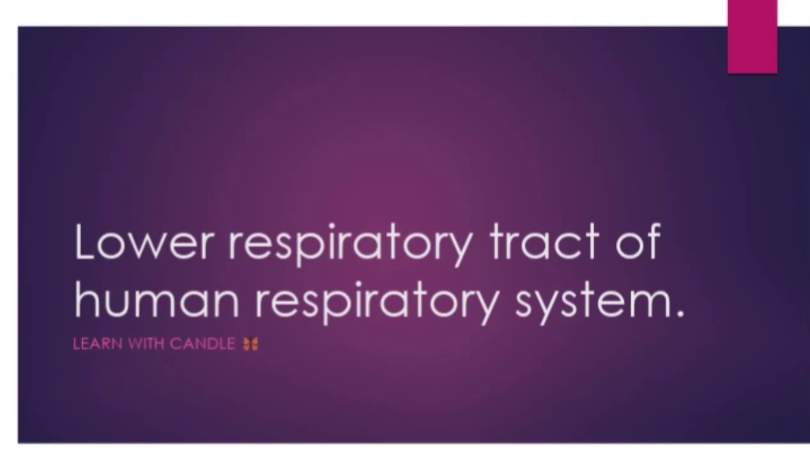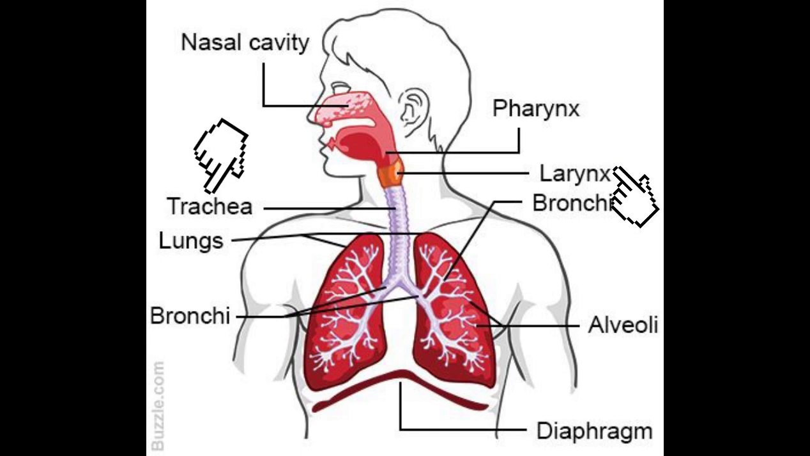This is part 2 of respiratory tract. In this lesson, I am going to explain the lower respiratory tract part of the respiratory system. Lower respiratory tract. The lower respiratory tract includes larynx, trachea, bronchi, and lungs.